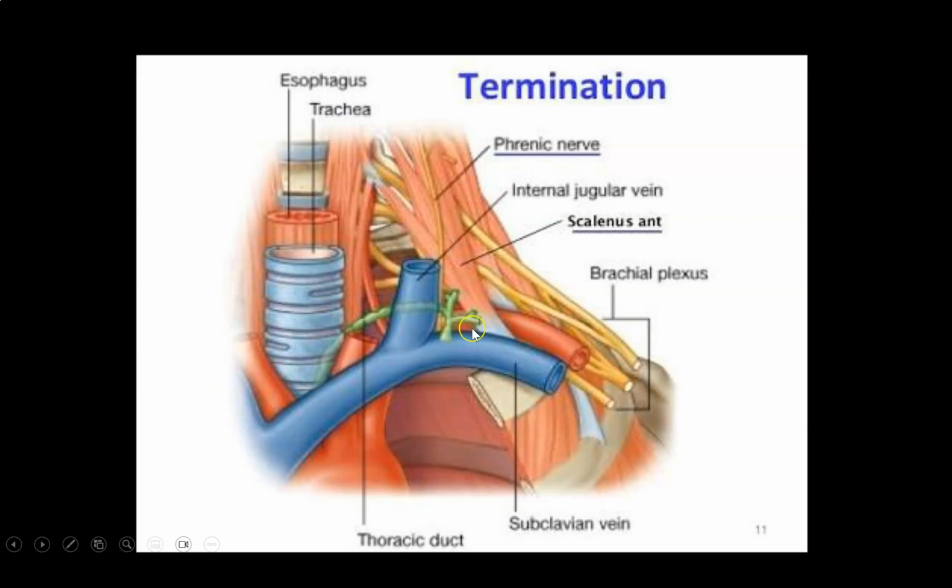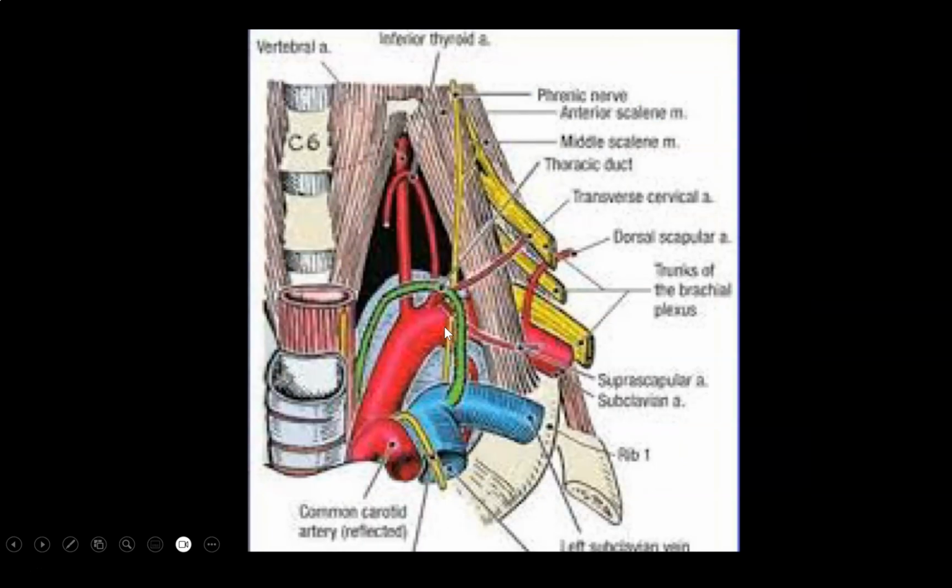So, if you decide to cut the scalenus anterior, you should cut it cautiously because the thoracic duct is opening medial to it. But the structures concerning us, brachial plexus and subclavian artery, are lateral to it. We study this relation again: the thoracic duct medial to the scalenus anterior, phrenic nerve passing from lateral to medial, and the brachial plexus and subclavian artery lateral.